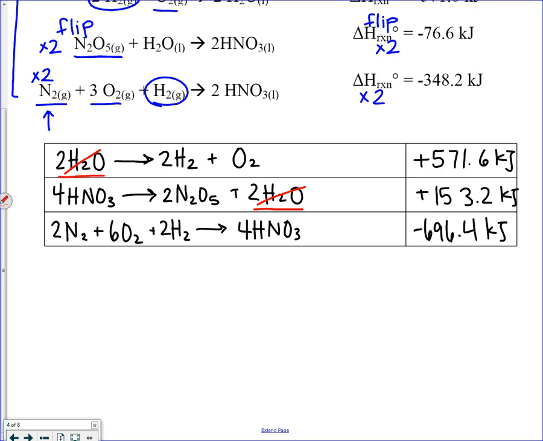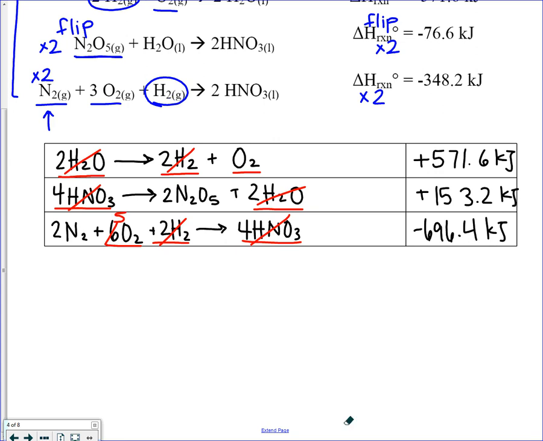The next thing I see that cancels out is the 2 moles of hydrogen gas. It's a product on top in the first equation, and it's a reactant on bottom in the last equation. So those cancel. The next thing that cancels that I see is the 4 moles of nitric acid. It's there, and then it's there, so they cancel out. Now there's one more thing that cancels, but it does not cancel out completely. We have 1 mole of oxygen in our first equation as a product, and 6 moles of oxygen in our last equation as a reactant. So 1 and 6 don't cancel out, but it does cancel out one of them. So instead of having 6, we're only going to have 5.